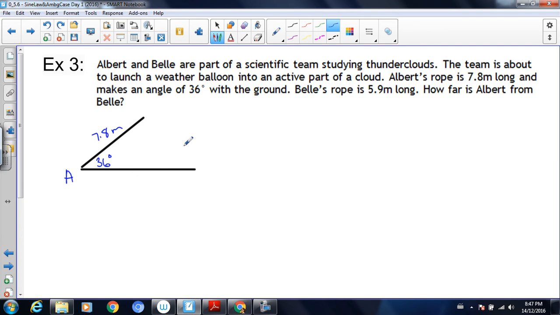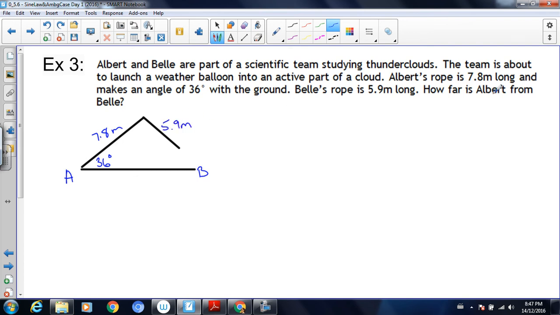Now we know that Bell's rope is 5.9 meters long. Now remember, Bell is here. They're both standing on the same ground. Her rope is 5.9 meters long. Now, we're not going to draw it from here, because we don't know how many triangles it creates. We're going to draw it like this, but we're going to stop it because we don't know if these will actually connect or not. So Bell's rope is 5.9 meters long.